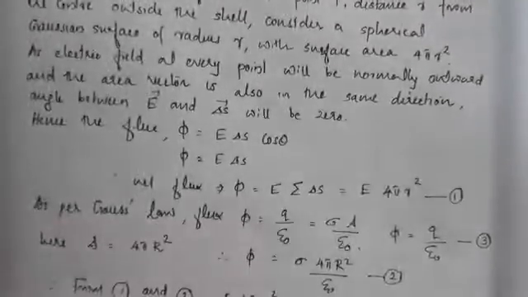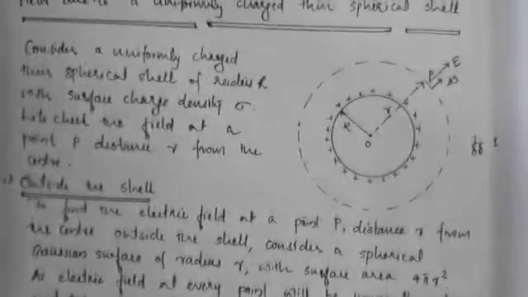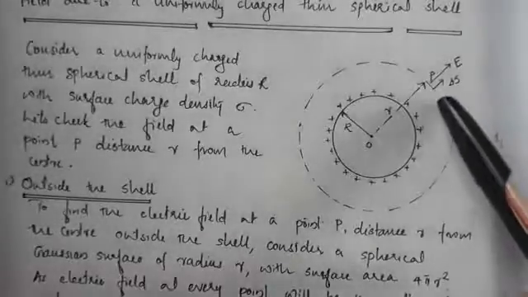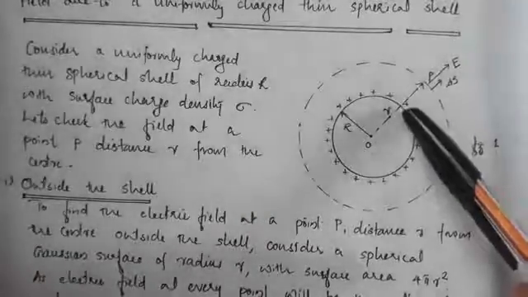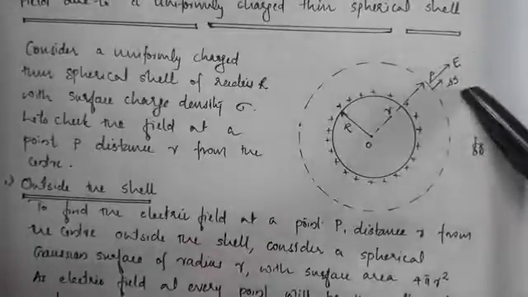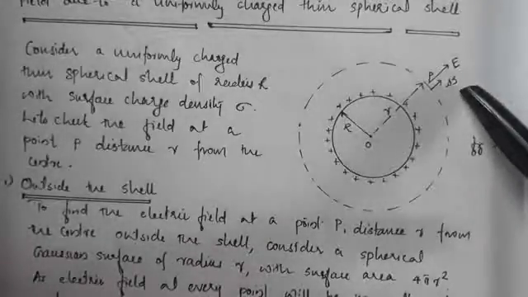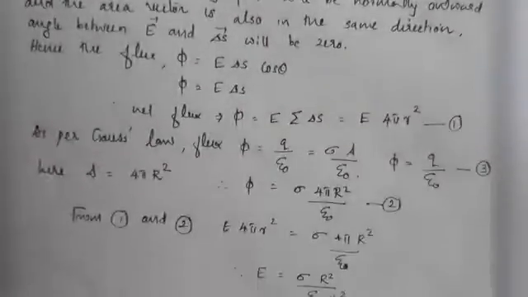So to find the flux, we will go with the equation E delta S cos theta. If you consider a small area here delta S, the area vector will be acting like this, and as this charge is positive, the electric field also will be acting outward. So electric field and the area vector will be in the same direction. So angle theta will be 0 there. So you get the flux as E into delta S.